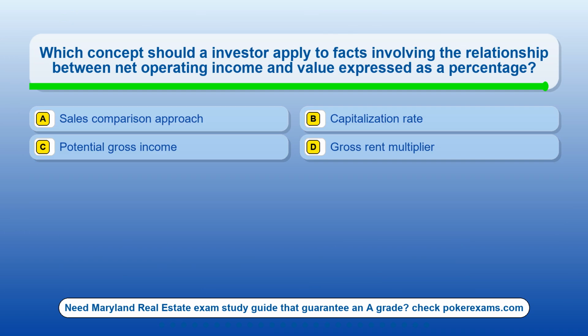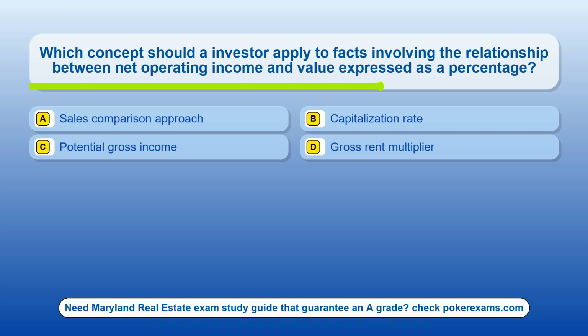Question 8. Which concept should an investor apply to facts involving the relationship between net operating income and value expressed as a percentage? Option A, sales comparison approach. Option B, capitalization rate. Option C, potential gross income. Option D, gross rent multiplier.